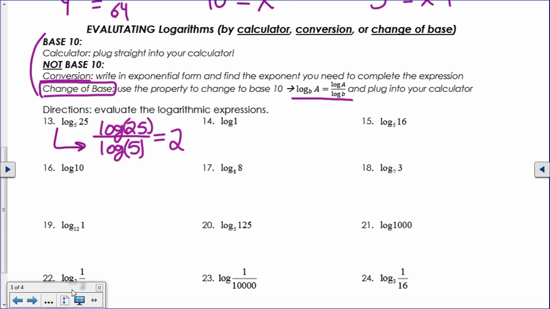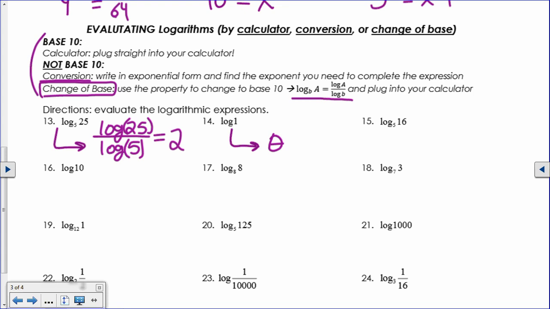Alright, what about this one? Is this base 10 or not? This is base 10. That's what your calculator's for. So you can just type log 1. Log 1. That's what your calculator is for. You don't have to close parentheses unless it's a division. Okay? So it's a 0. If you guys don't see a base, that's what your calculator is for. Just type it in, push enter, good to go. So you should get a 0.